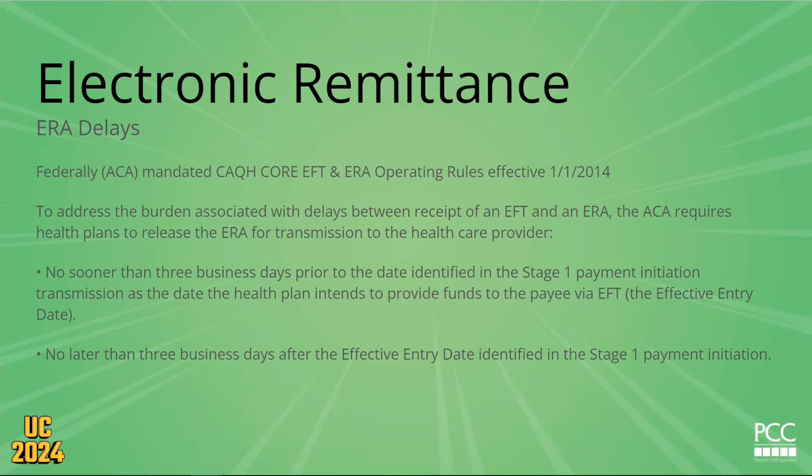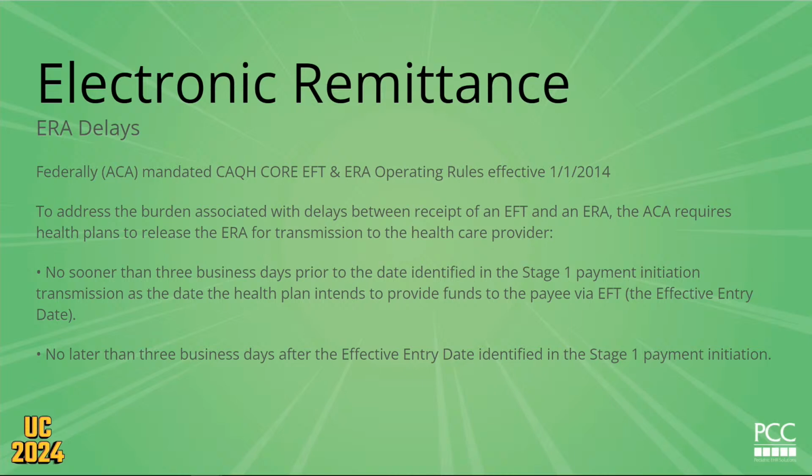For the ACA, there are operating rules that have been in effect since 2014, generally to try to make sure that there's not too much of a lag. The real requirement that we stick to, and this is the one that the payers have to follow, is that they have to have submitted that ERA no later than 3 business days after the effective date of payment, and they can't send it to you any more than 3 days prior.